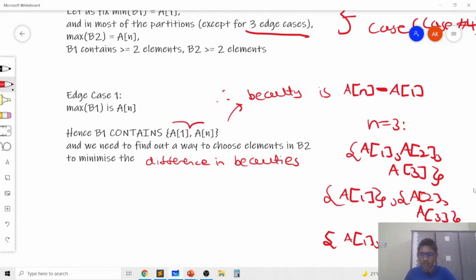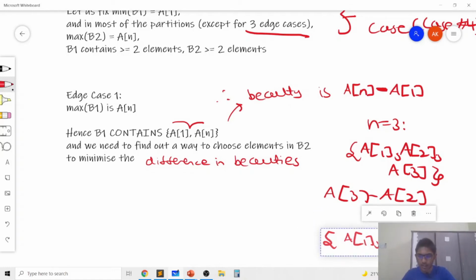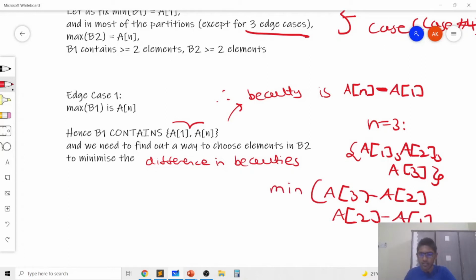So in the first case, the answer will be the number of operations required to make A2 equal to A3, because the beauty should be 0 in both the partitions. The first cost will just be A3 minus A2, and the second cost for the second case is just A2 minus A1, because we need to make both the numbers equal. That's why the answer when n is 3 will be just the minimum of A3 minus A2 comma A2 minus A1.